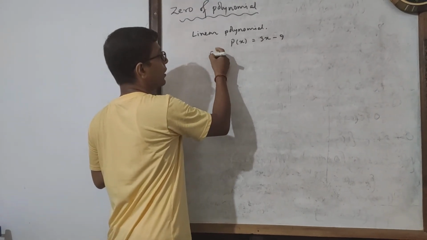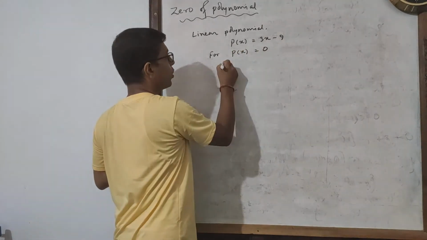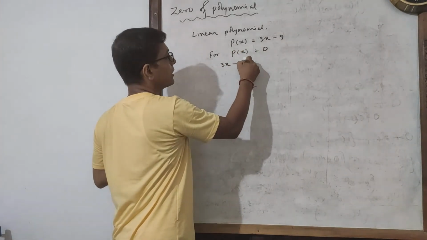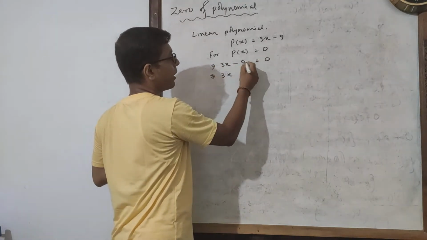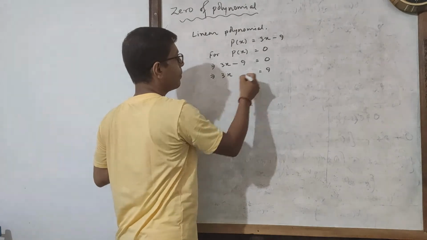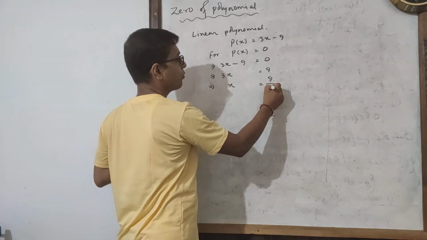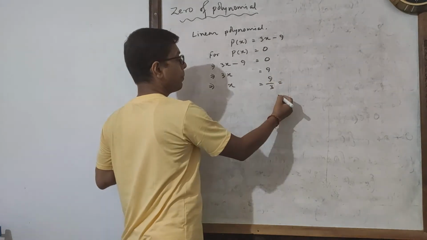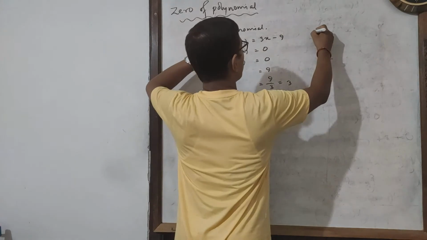To find the zero, for p(x) equals 0, we are going to solve this polynomial. 3x minus 9 is equal to 0. Then the minus 9, I am going to shift to that side, it will be plus 9. Then x will be equal to 9 over 3, that is 3. Got it? Now let us check it.